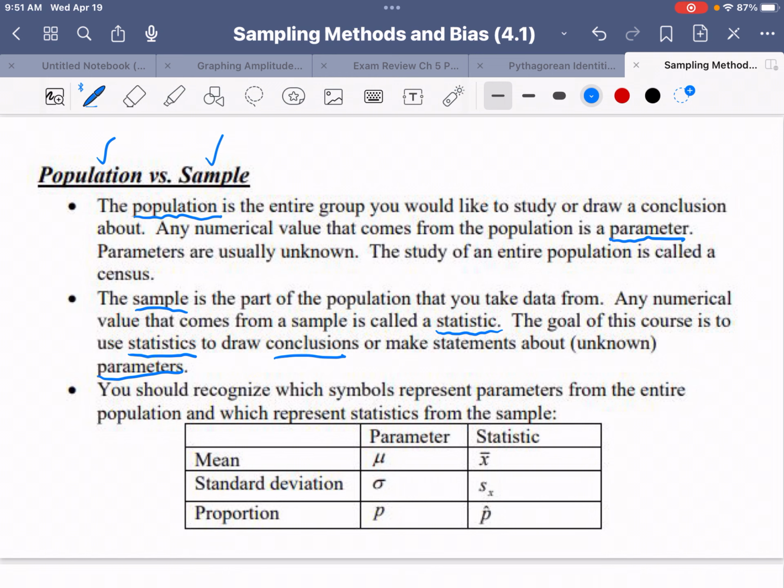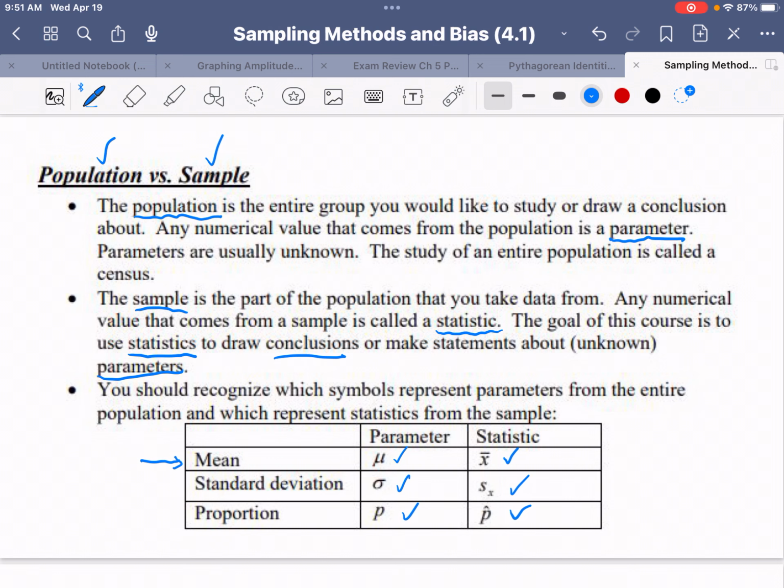So remember that if you're making an inference about a population mean, the population mean is mu, and the sample mean is x bar. The standard deviation of a population is sigma, and the standard deviation of a sample is S subscript x. A population proportion is P, and a sample proportion is P hat. Don't confuse symbols. You will get points off for that.